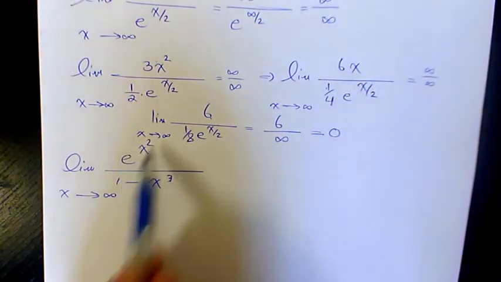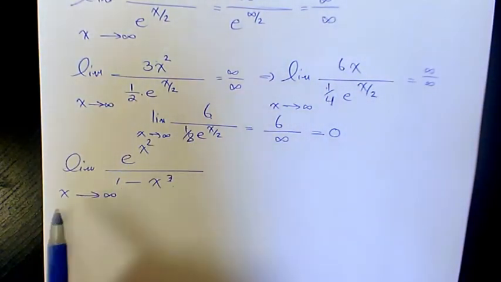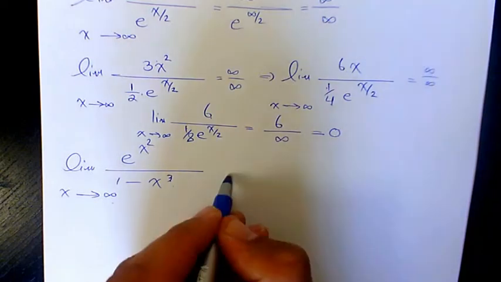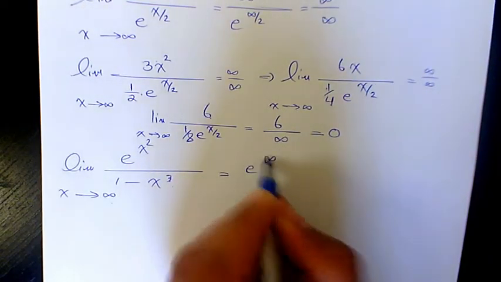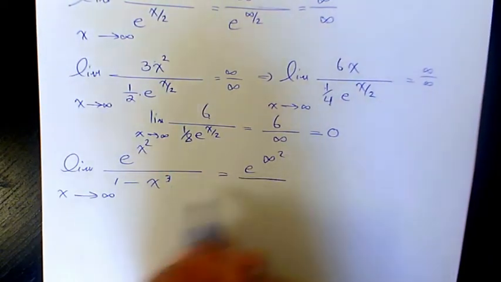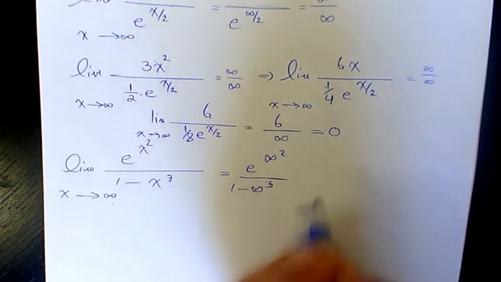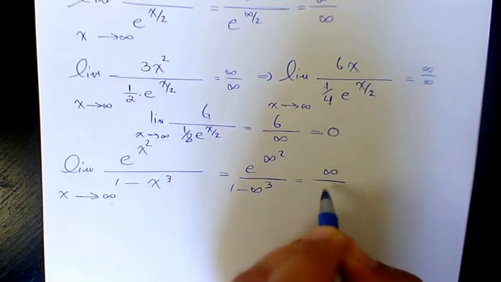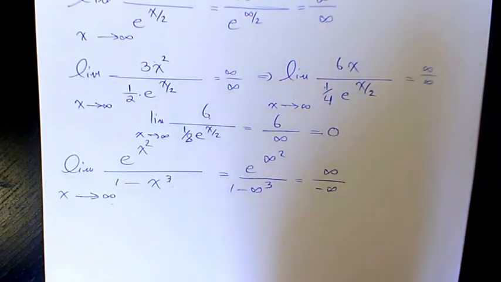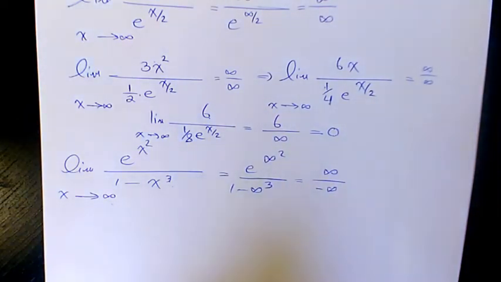Let's see another example. It's the limit of e to the power of x squared over 1 minus x to the power of 3 when x is approaching infinity. When you sub it in, it's going to be e to the power of infinity squared divided by 1 minus infinity to the power of 3, which is going to be infinity over negative infinity. It means that we need to use L'Hopital's rule.